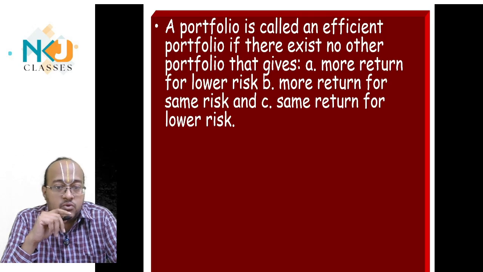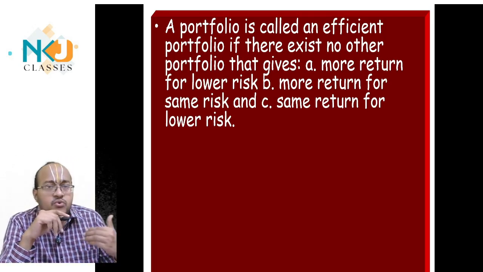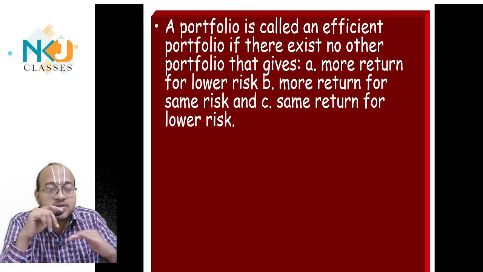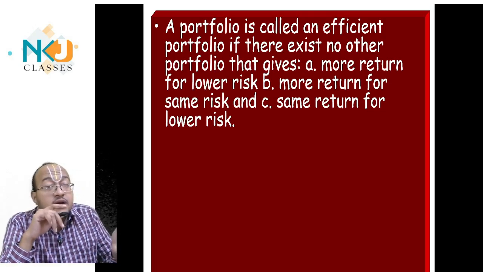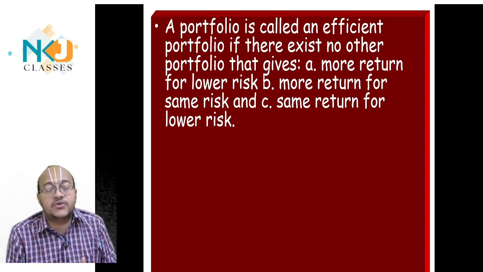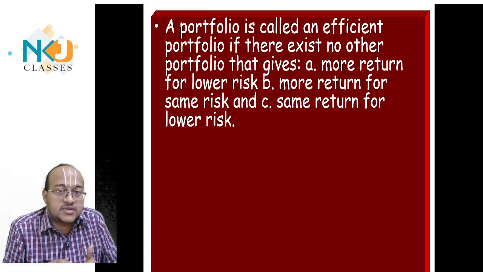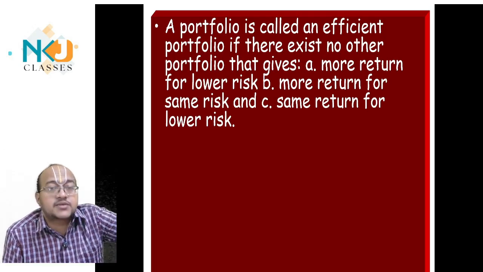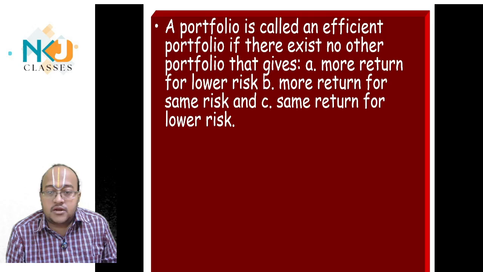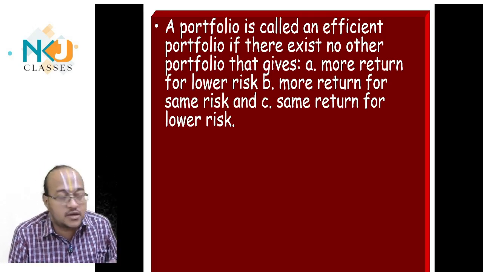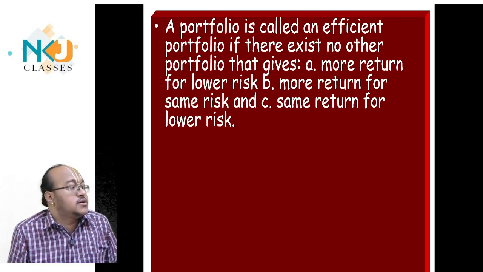The last one is the only tricky one. The first two are easily understandable: more return for lower risk and more return for the same risk. On the risk side, the same return for a lower risk also will become inefficient. If there is a portfolio which gives the same return as your portfolio but for a lower risk, that will become efficient, and you will become inefficient. Understood? Clear? Shall I proceed?